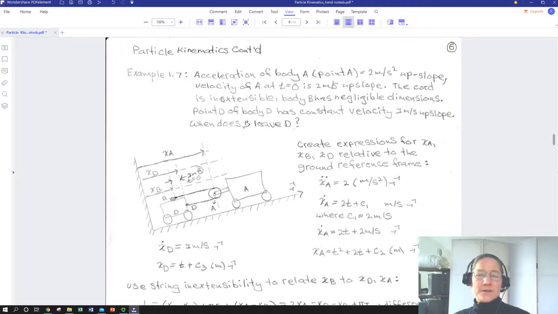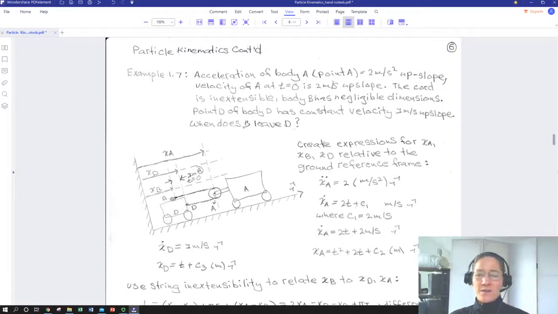We're told the point D, where we've got the cable attached, has a constant velocity upslope. So velocity is changing with time of point A. Point D is moving upslope at a constant velocity, and point B is related to both A and D by the string length somehow. So we want to know when B falls off.